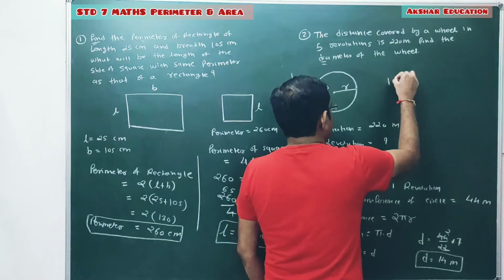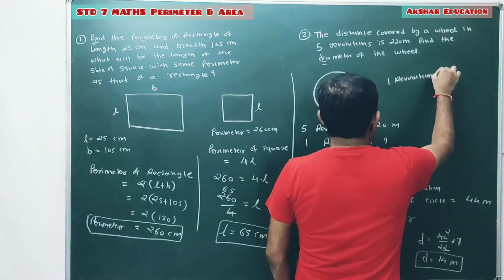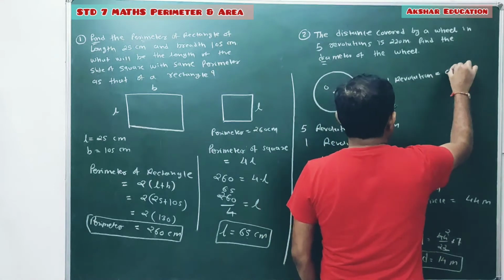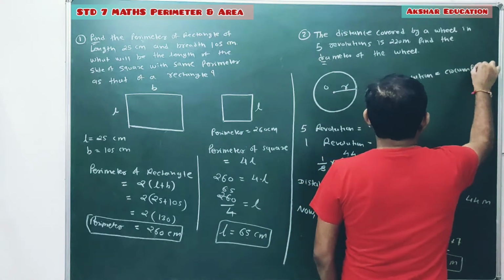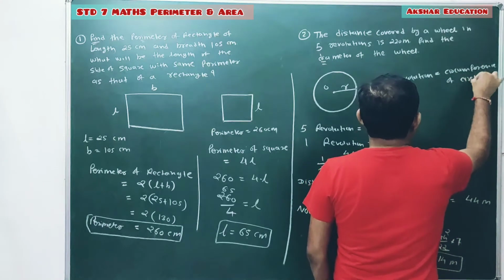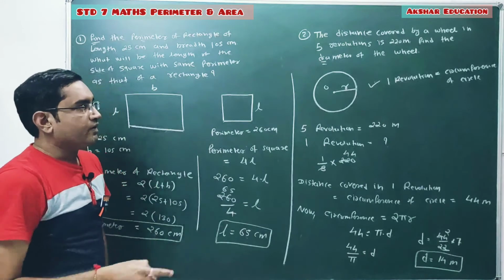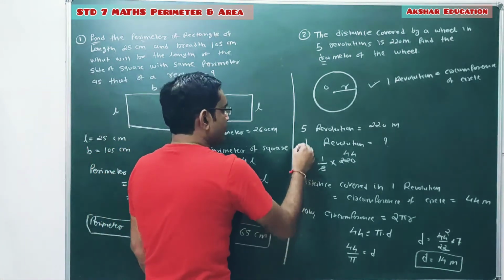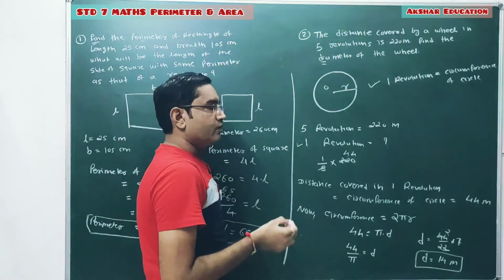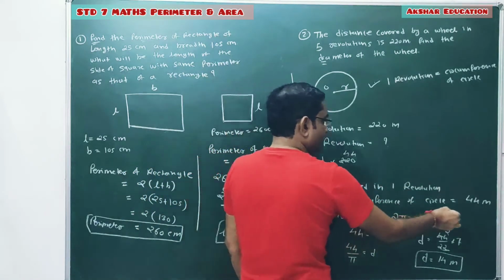Distance covered in one revolution. You have to remember, distance covered in one revolution is nothing but the circumference of circle. So here we are given distance covered in 5 revolution. So from the distance covered in 5 revolution, we have derived distance covered in 1 revolution by unitary method. So that distance covered in 1 revolution is nothing but the circumference of circle.